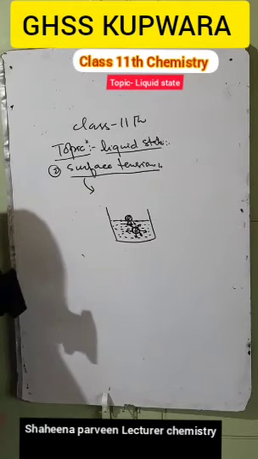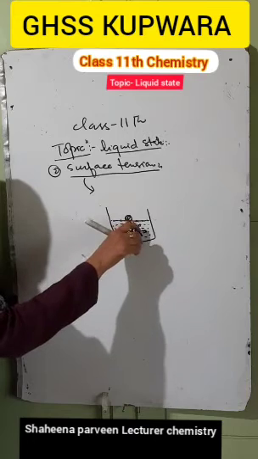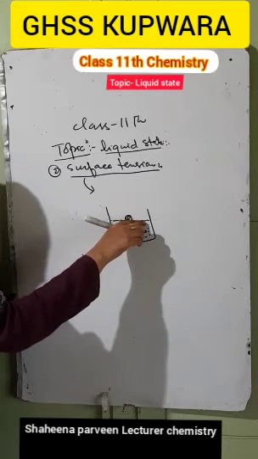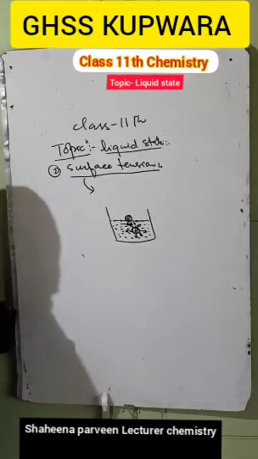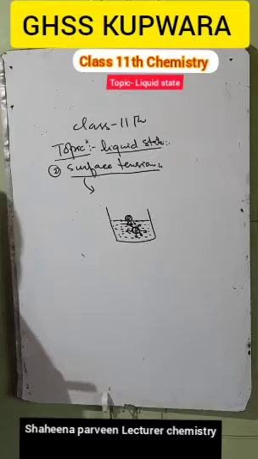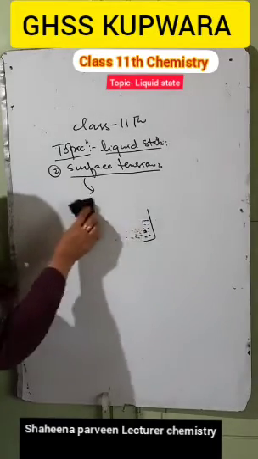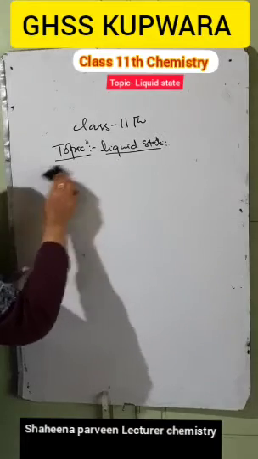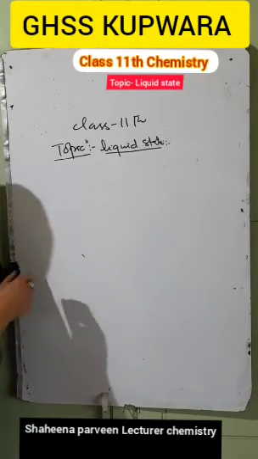Surface tension में आपने याद रखा कि जो net downward force होता है on the surface molecule, due to which the surface gets stretched, that's called as the surface tension. Now we have the last property of the liquid state, that is the viscosity. Viscosity.